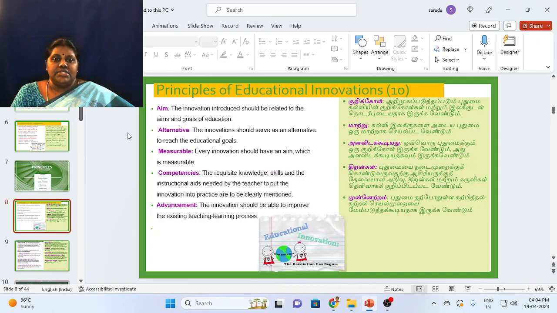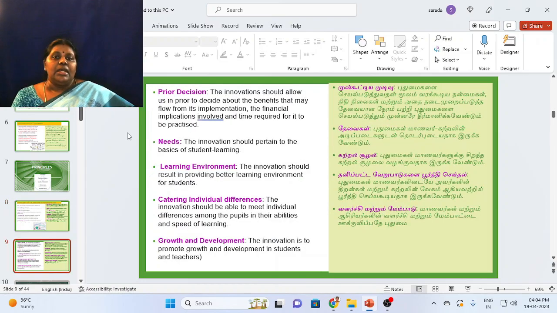Next, the competencies. The requisite knowledge, skills, and instructional aids needed by the teacher to put the innovation into practice ought to be clearly mentioned. The next principle is advancement. The innovation should be able to improve the existing teaching learning process. The next principle is prior decision. The innovation should allow us to decide in advance about the benefits that may flow from its implementation, the financial implications involved, and the time required for it to be practiced.